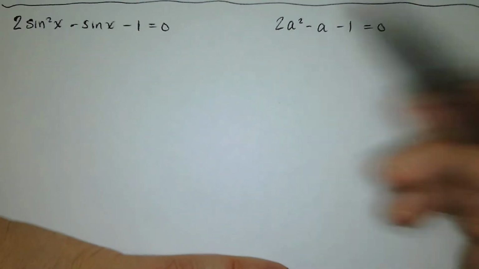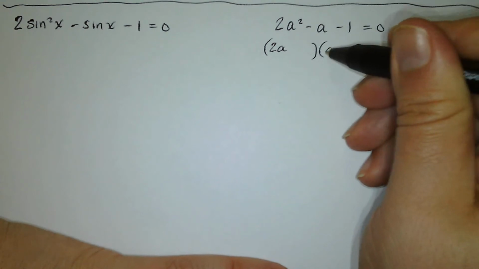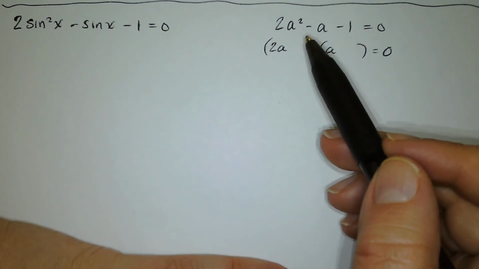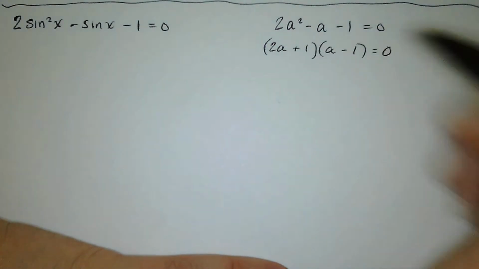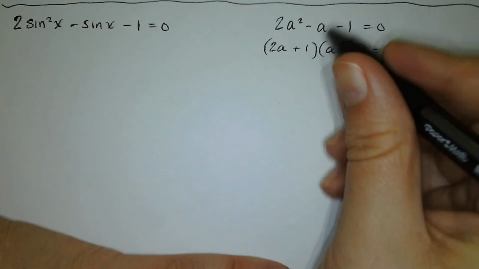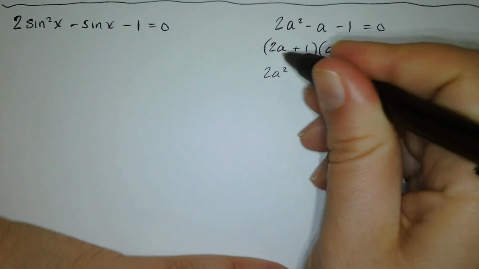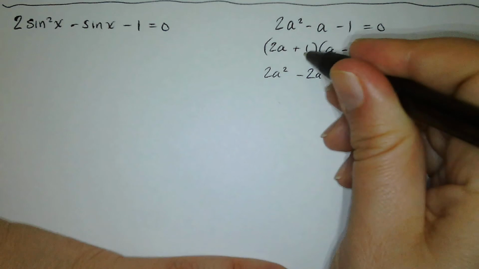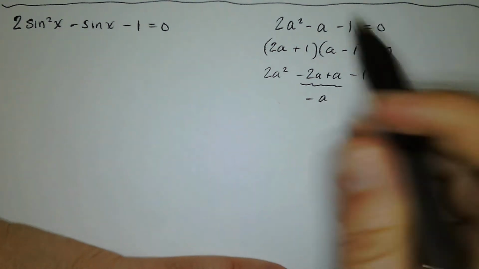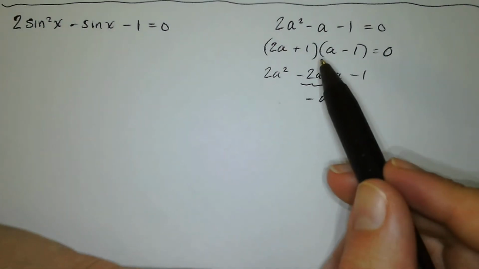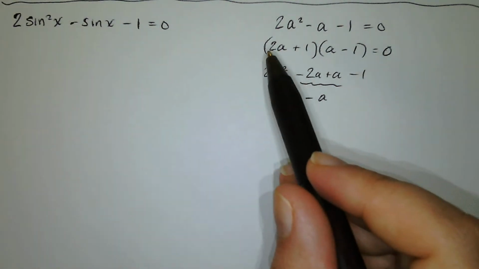So if we were to factor this, 2a and a, we need to get a negative 1 in the middle. The way I can double check this is to simply FOIL it out. So 2a times a is 2a squared. 2a times negative 1 is minus 2a plus a minus 1. And when I combine these, I'm going to get a negative a. So I can see that this matches back up to that. I always recommend multiplying this back out quickly just to double check. Anyhow, I see now how this will factor.